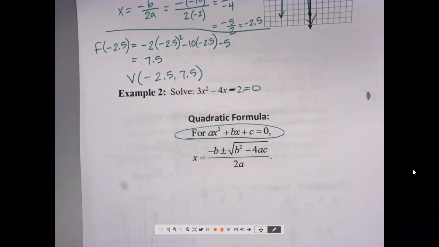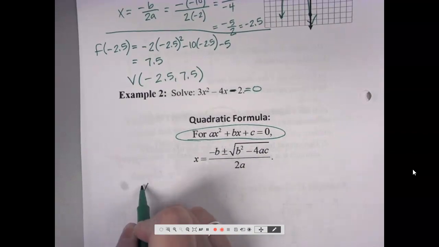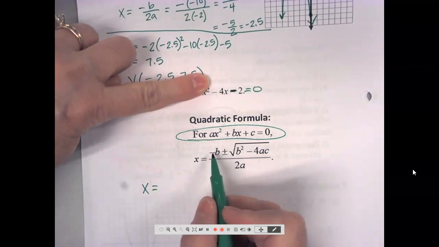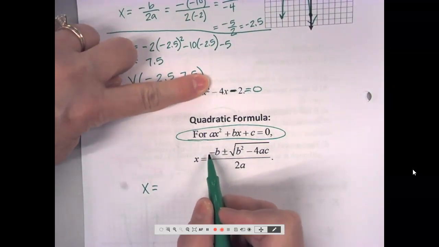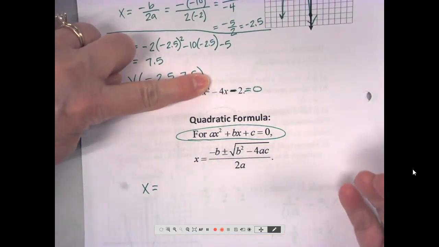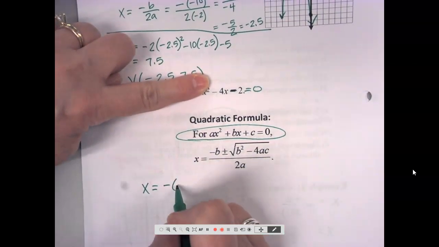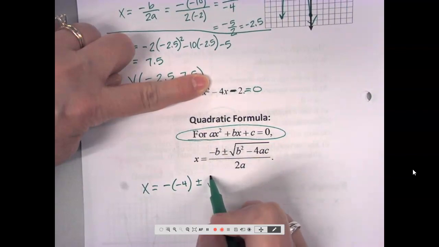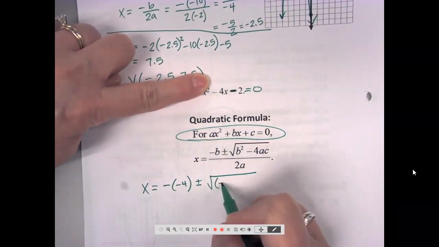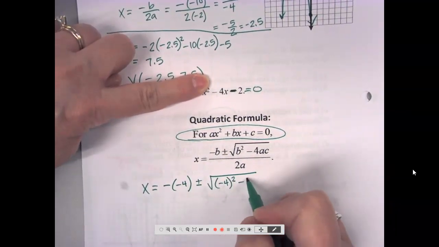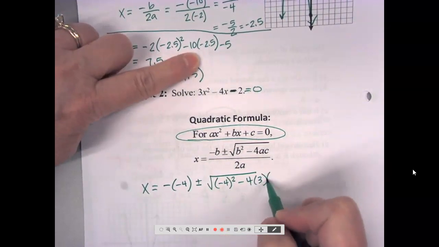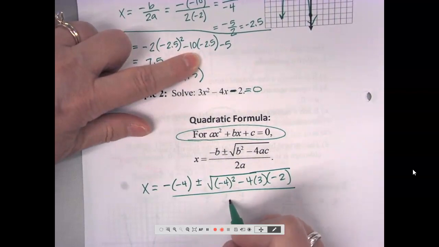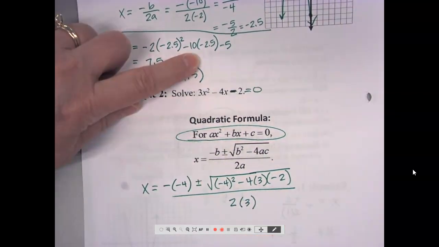Okay, so let me set it up super quick here because we have some disagreement on what we're getting. Okay, so B is a -4. So I always like to think of that negative out front as the opposite of B. So if I'm taking the opposite of -4, yes, that's going to become a +4. Plus or minus the square root of B squared minus 4AC, all over 2 times A.